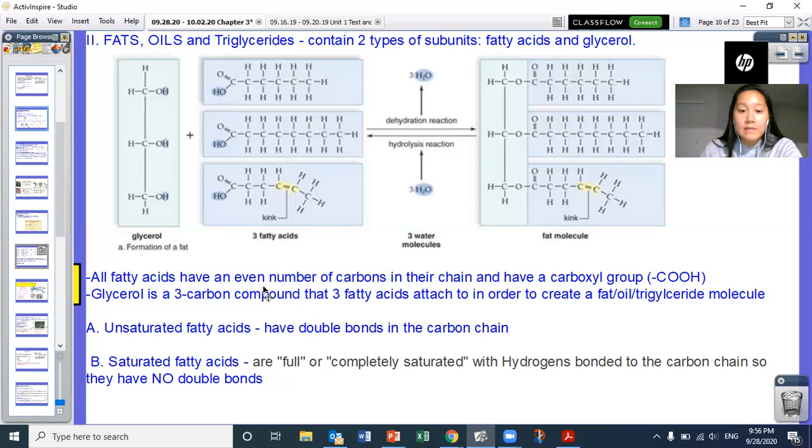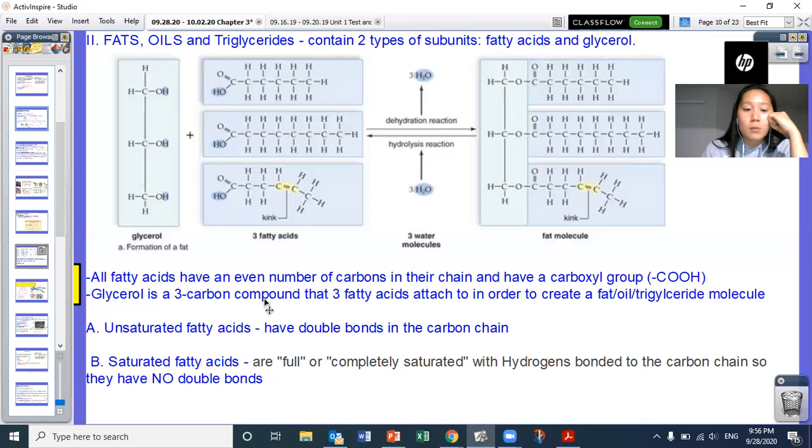All fatty acids have an even number of carbons in their chain and have a carboxyl group at the end, which is the C connected to an O and then connected to the OH, right? Because that OH is the one that reacts with the H on the glycerol to create the water, or will become the bonds after it's had water added to it.